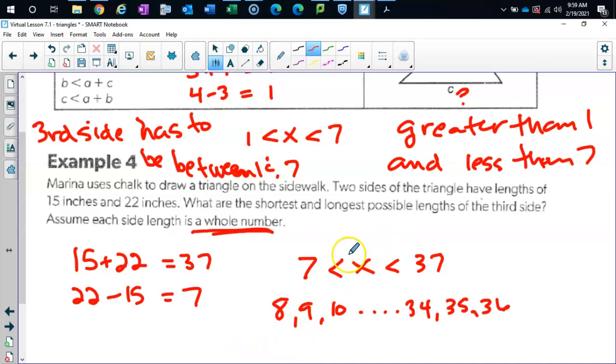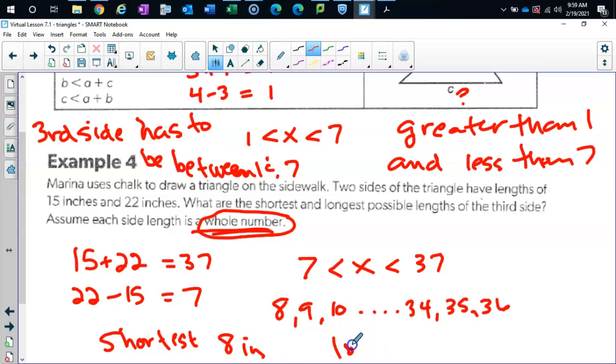Okay, because x has to be greater than 7 and less than 37, and it needs to be a whole number. Whole numbers are no decimals and no fractions. So this could be 8, 9, 10, 11, 12, up to 36. So it says, what is the shortest possible length? So the shortest would be 8. And what are we talking? Inches. And the longest would be 36 inches.